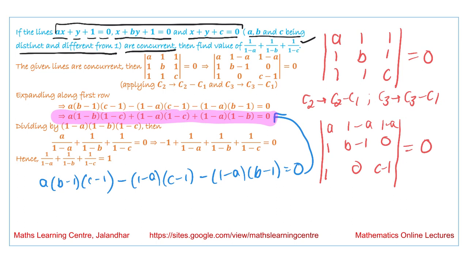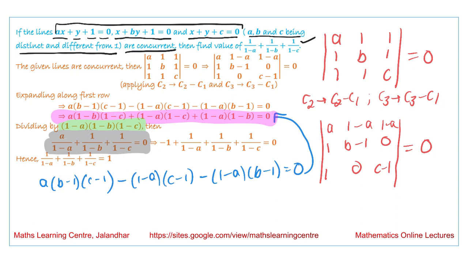And if we divide this equation by 1 minus a, 1 minus b, 1 minus c, the answer we obtain is in this form: a over 1 minus a plus 1 over 1 minus b plus 1 over 1 minus c is equal to 0.